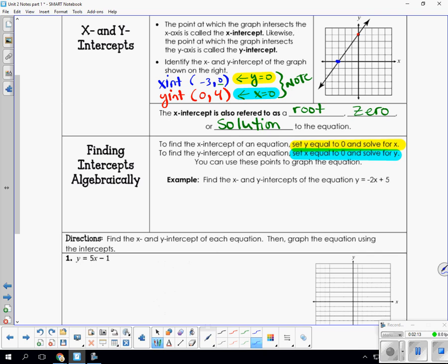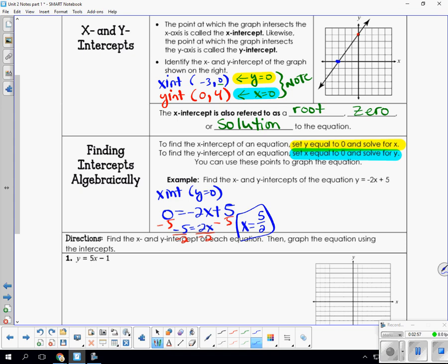For this example, it says find the x and y-intercept of the equation y equals -2x plus 5. So for our x-intercept, again, we need to set our y equal to 0. So we have 0 equals -2x plus 5. When we solve this, we're going to subtract 5 from both sides. That gives us -5 equals -2x. Then we're going to divide by -2. So our x-intercept in this case is, negative divided by negative makes it a positive, 5/2. That is my x-intercept.